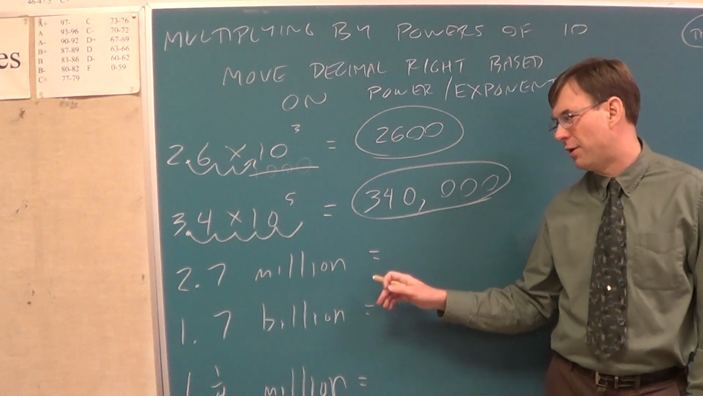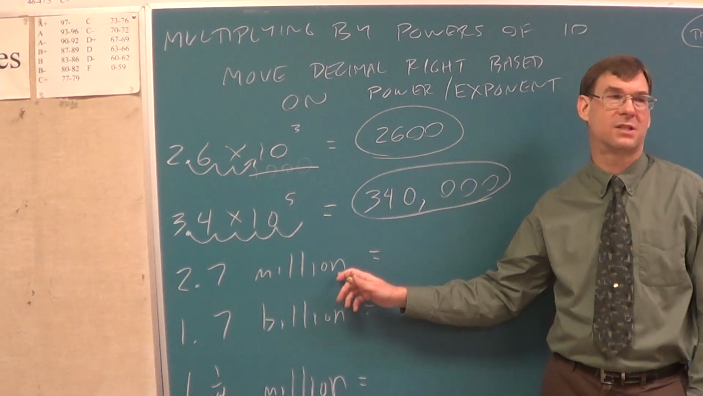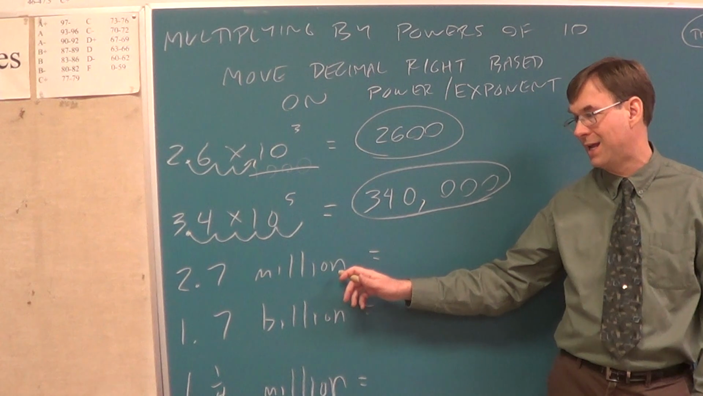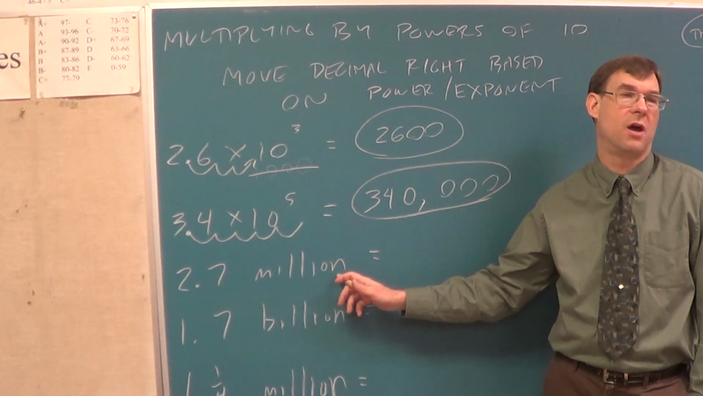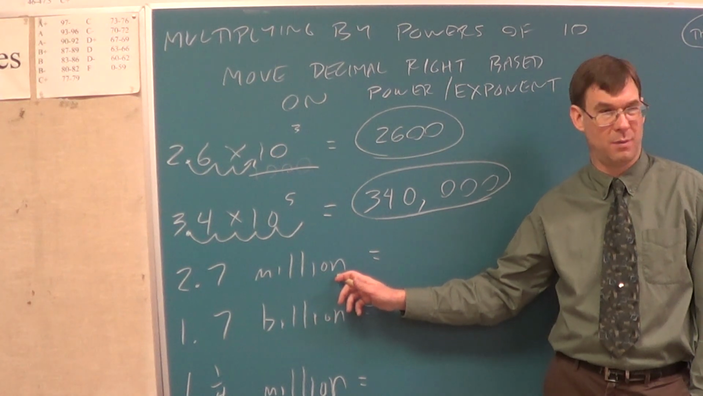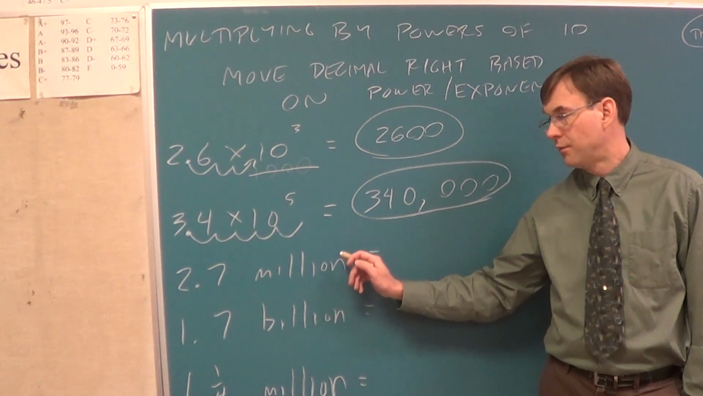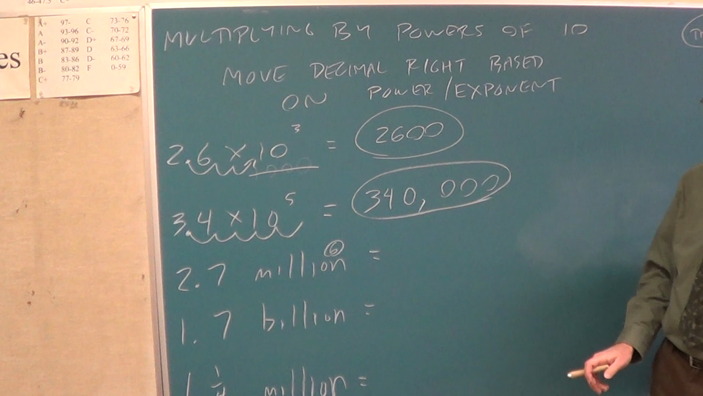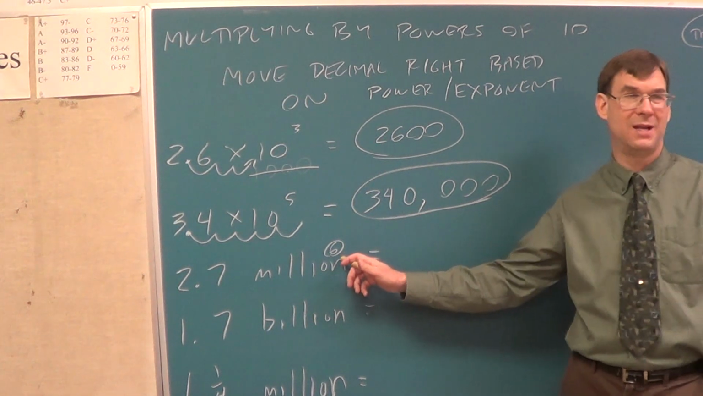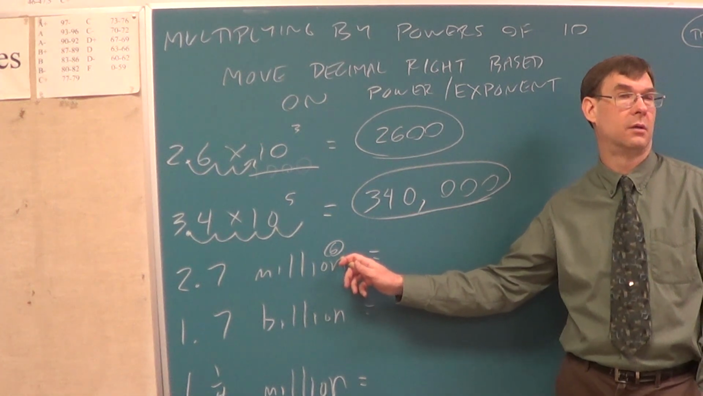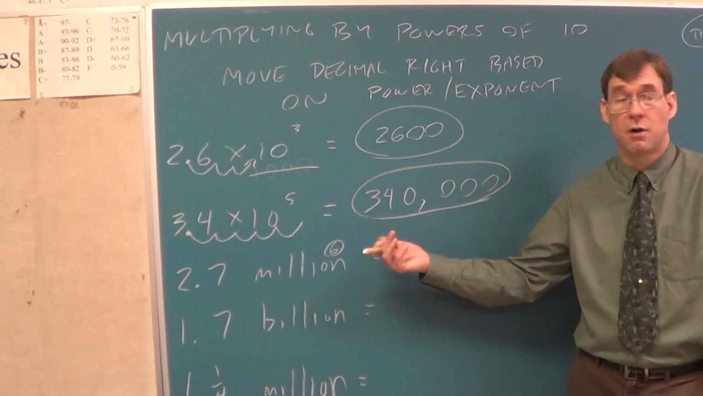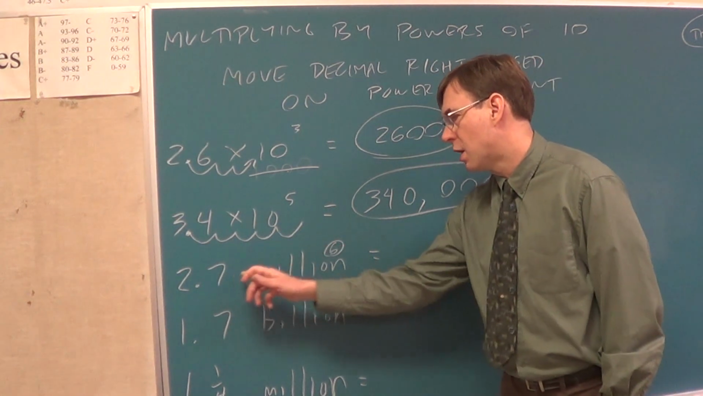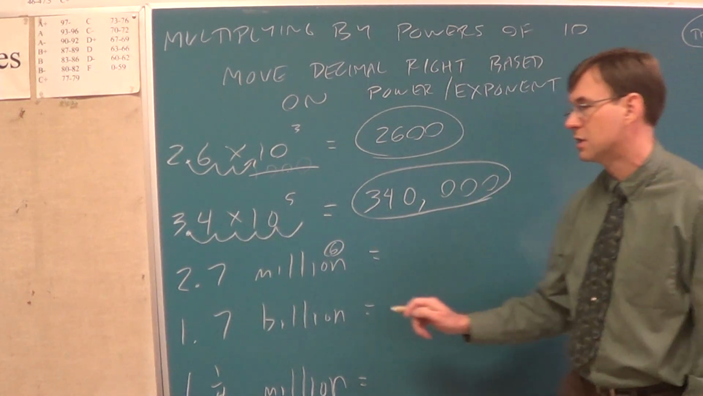This one I wrote a little differently, but it's still the same thing. Instead of telling you what power of 10 it is, I just wrote million. So you just need to know stuff about million. What does million mean? Million means 6, so that's the 6th power. How do we know million means the 6th power? There are 6 zeros in million. So when it says million, we're looking to move 6 positions.